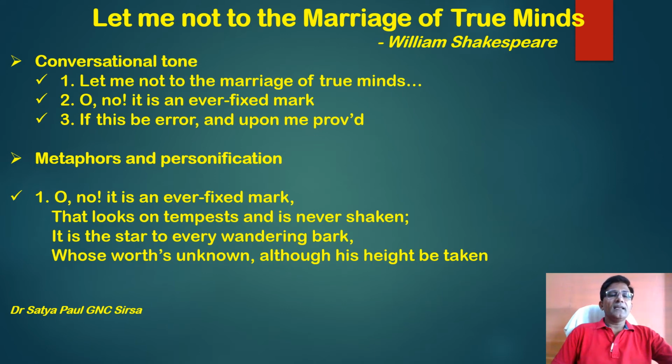And again, in the next two lines, it is the star. Love has been compared to the pole star. And here again, there are several qualities which have been compared with true love. True love is compared with the pole star. It is permanent like the pole star. It is invaluable like the pole star.